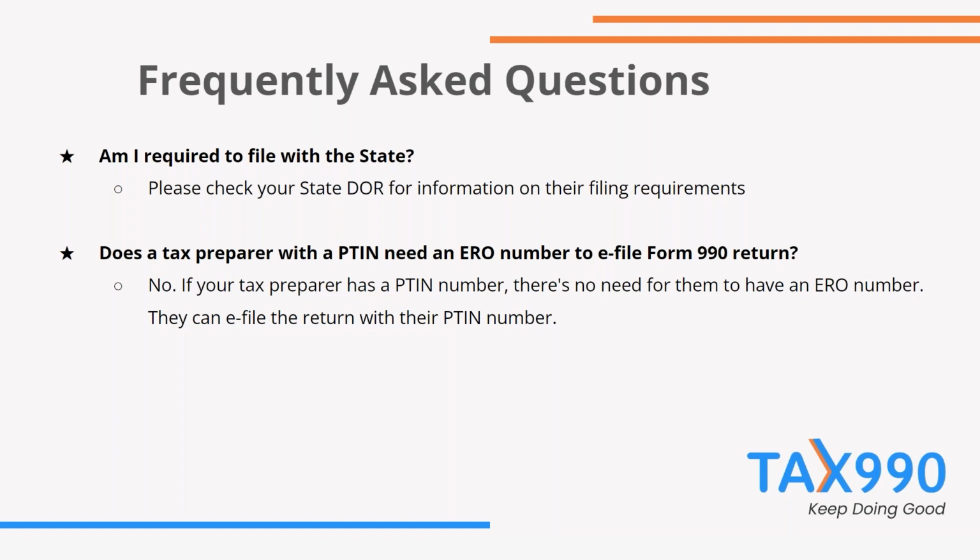For the tax preparers or paid preparers, with a PTIN, you only need a PTIN to file with Tax990. You do not need an ERO number. You can use Tax990 and just provide your PTIN. When you create an account, you'll be asked these questions, and all you have to do is select that you are a paid preparer, and you'll walk through the steps to add your PTIN and paid preparer information.